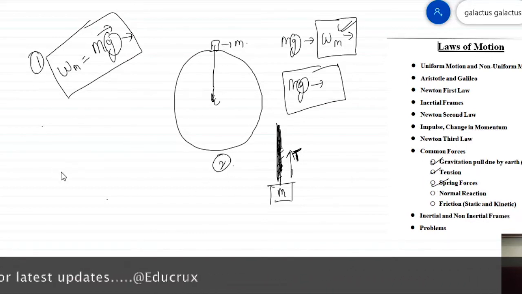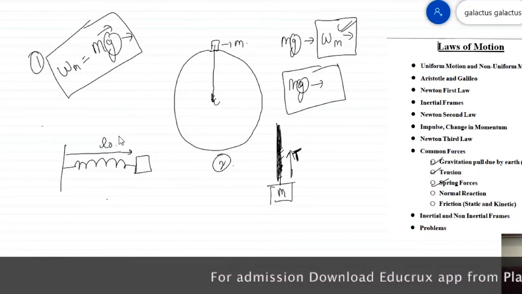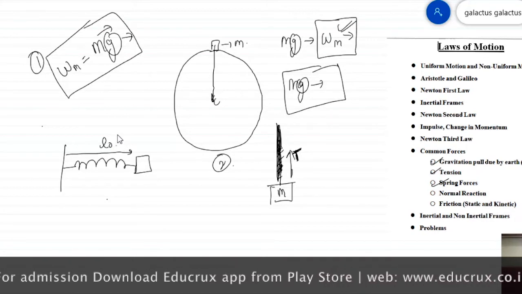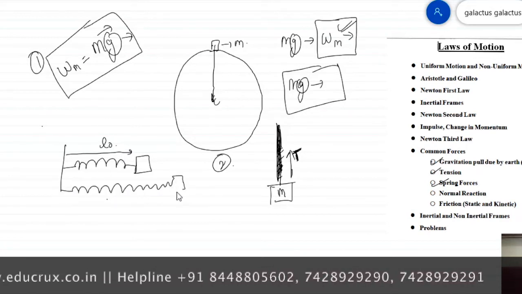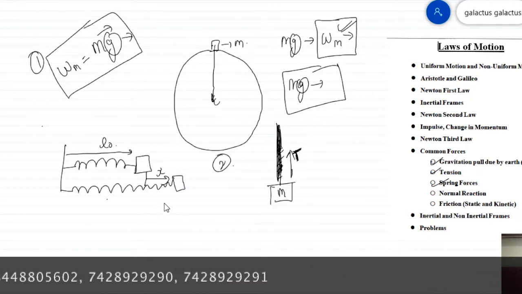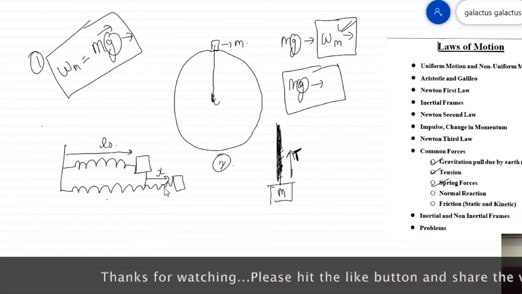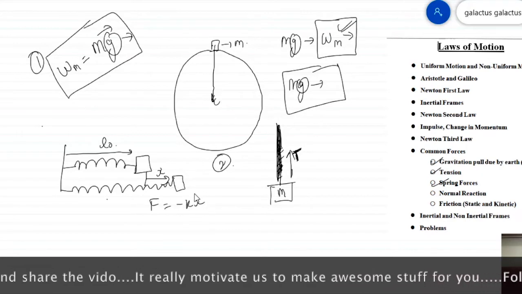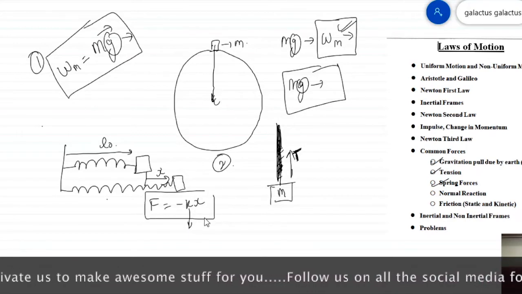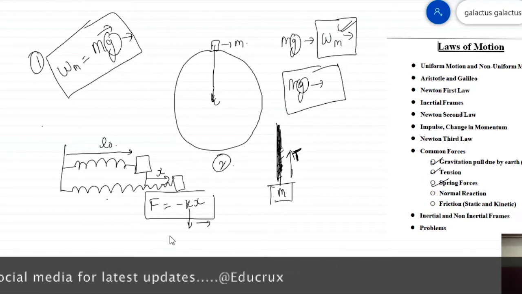Let us now discuss spring force. Whenever we have a block that is attached to a spring, let's say the natural length of the spring is L0. The natural length means the unextended length, that is, when the spring is not stretched or compressed. If we stretch the spring by a distance x from its natural length, a restoring force will act on the block that will try to push the spring towards its natural length, and this restoring force is given by F equals minus kx, where k is the spring constant and it depends on the property of the material of the spring.